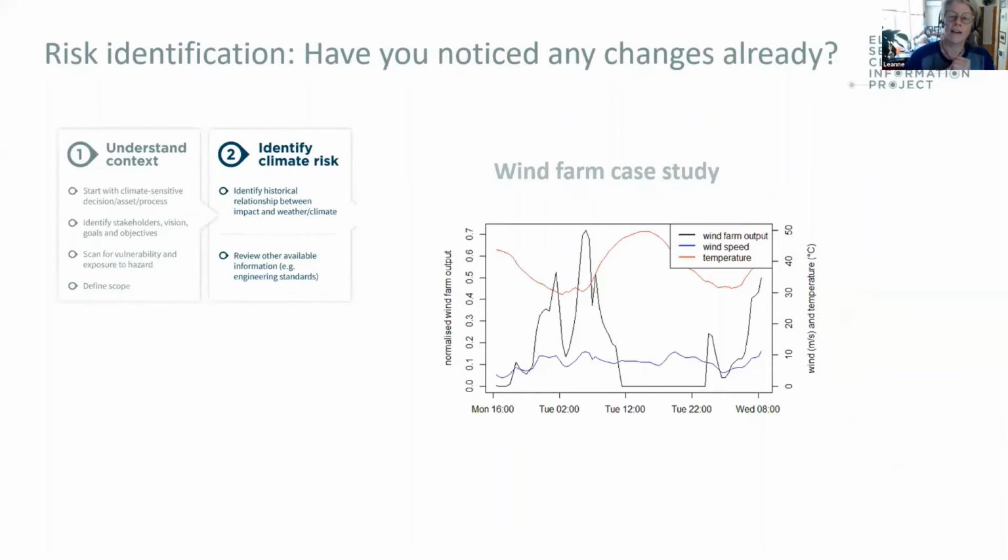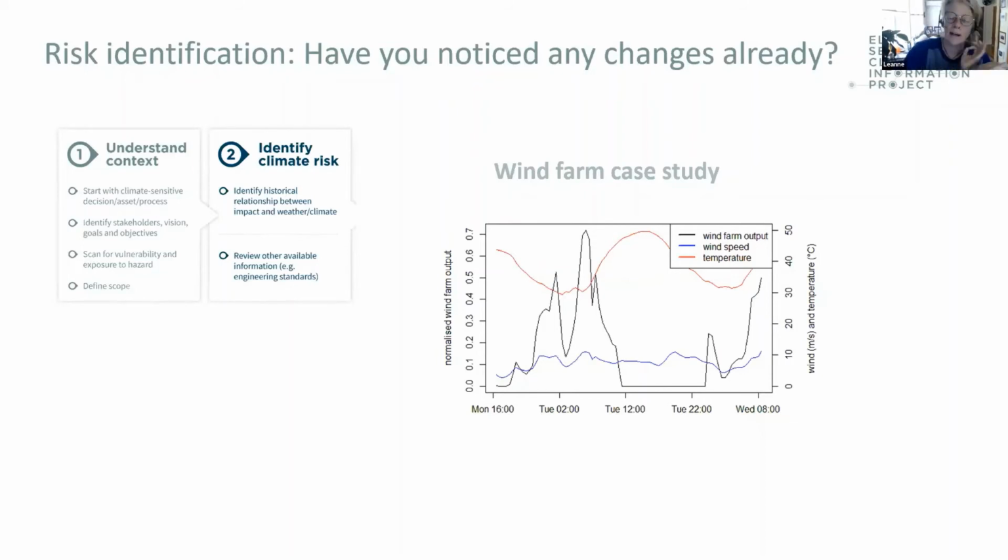In order to understand the context, we need to ask: have we noticed any changes already? This is a day for this particular wind farm, with the black line showing wind farm output across the day. The blue line shows wind speed, with its scale on the right-hand side. And the red line shows temperature. You can see that when temperature exceeds a certain threshold, the wind farm output goes to 0. So the wind farm is affected by high temperature.